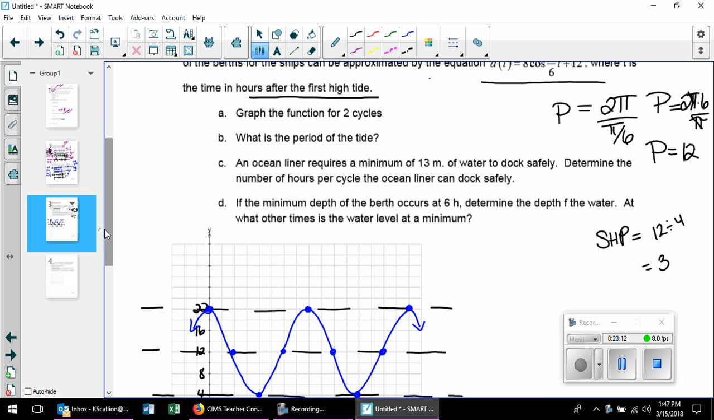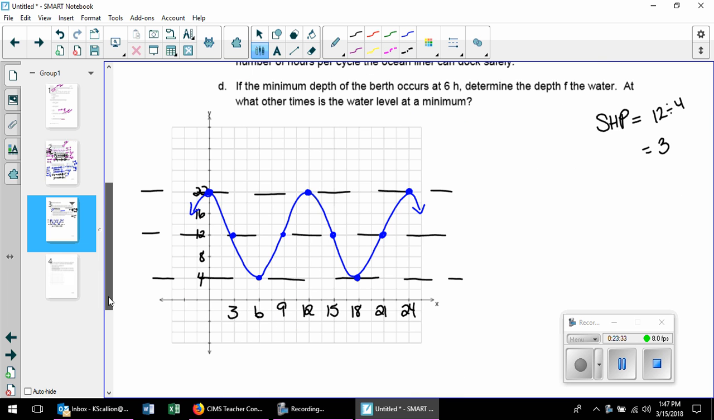All right. What's the period of the tide? We needed that already. Period of the tide? 12 hours. Did that. An ocean liner requires a minimum of 13 meters of water to dock safely. Determine the number of hours per cycle. I'm going to draw a line here. Anybody know why I drew that line? This is a cycle.